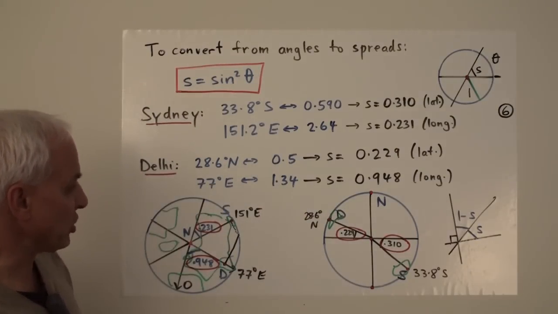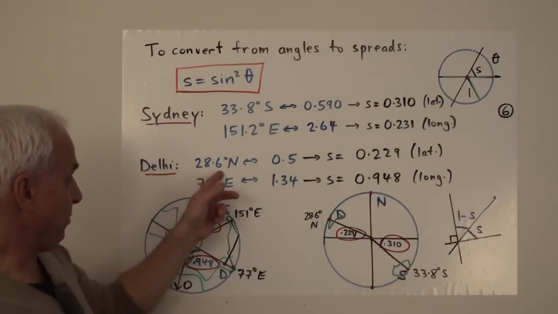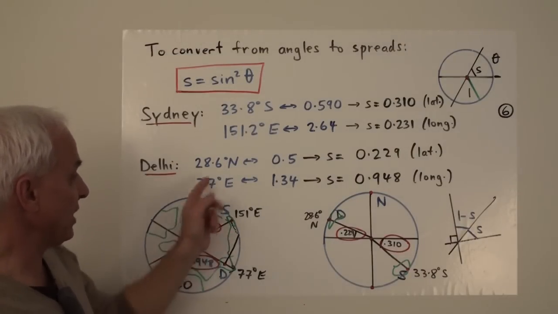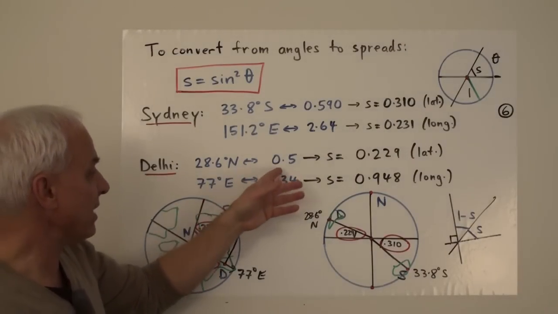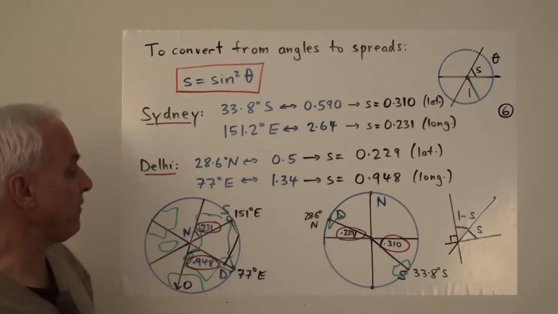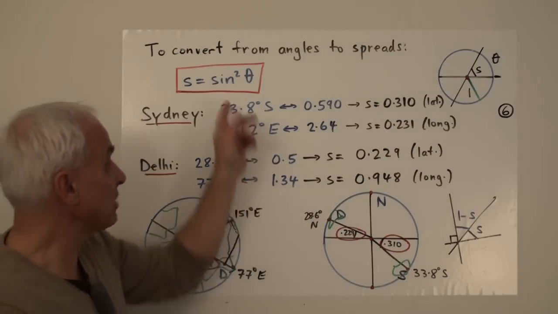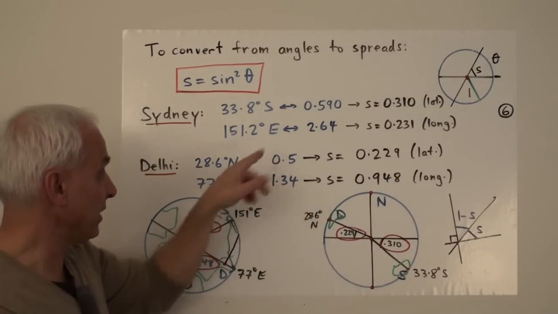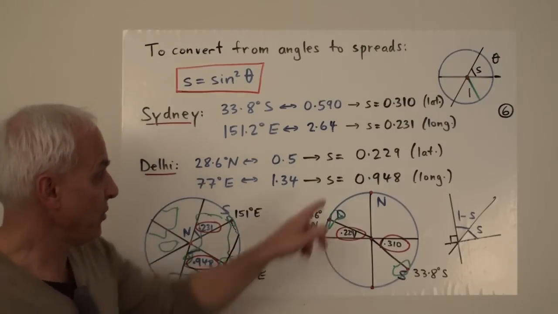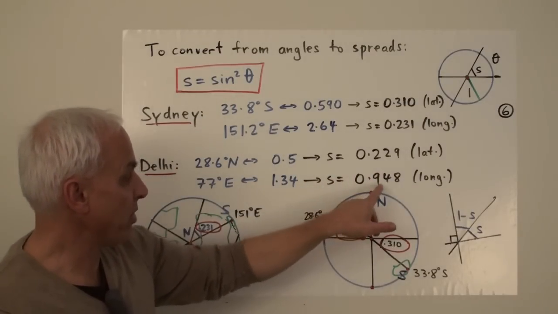What about Delhi's position? 28.6 degrees and 77 degrees translate to radians 0.5 and 1.34. For the corresponding spreads, take these values, take the square of the sine, and you get 0.229 and 0.948.